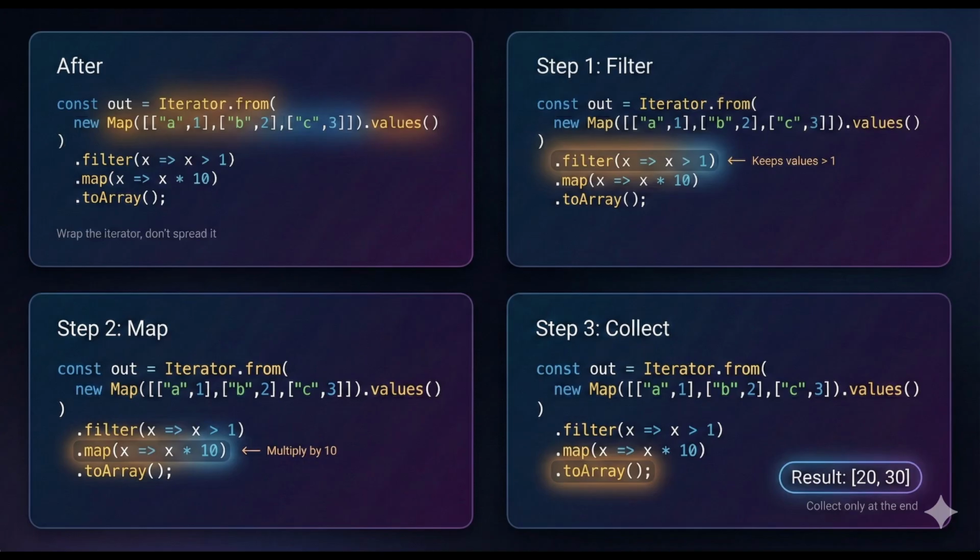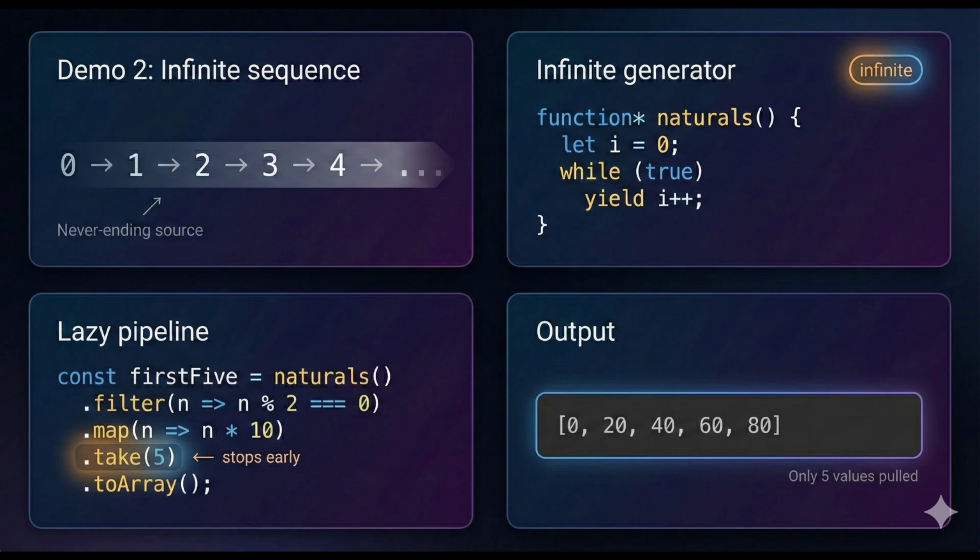Now let's show the real superpower, laziness with infinite data. On screen, I'm using a generator that produces numbers forever. It starts at 0 and keeps yielding the next number endlessly. If this was array-based, it would be impossible because the sequence never ends. Now watch the iterator pipeline.